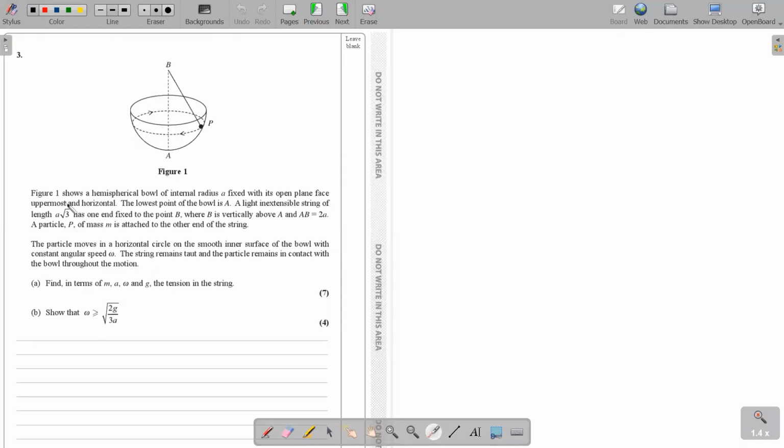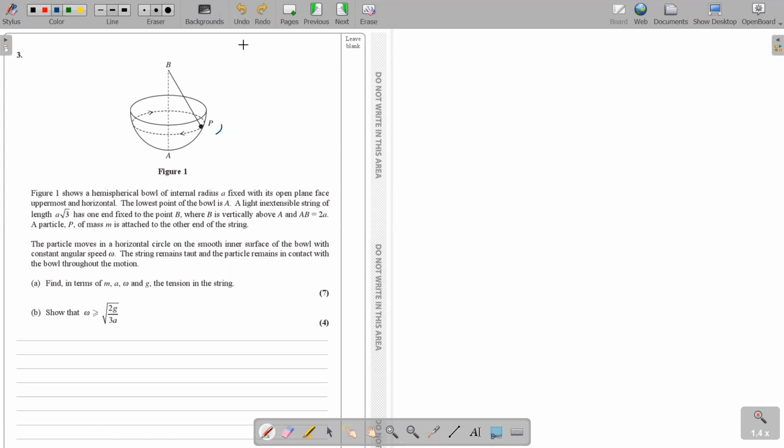Okay, question number 3. Figure 1 shows a hemispherical ball of internal radius a fixed with its open plane face uppermost and horizontal. The lowest point of the ball is A. A light inextensible string of length a root 3 has one end fixed to the point B, where B is vertically above A and AB is 2a. A particle P of mass m is attached to the other end of the string. The particle moves in a horizontal circle on the smooth inner surface of the ball with constant angular speed omega. The string remains taut and the particle remains in contact with the ball throughout the motion.